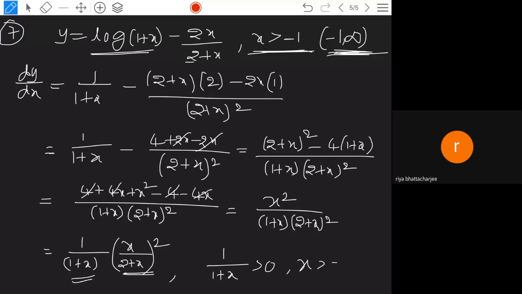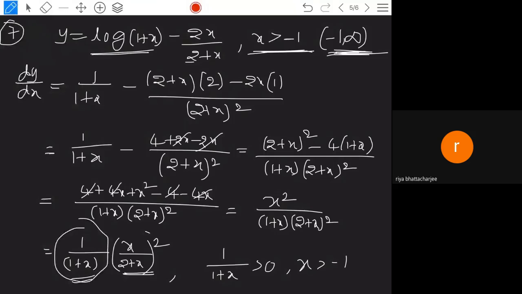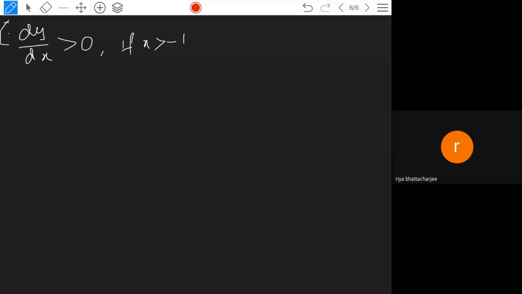So you can say that dy by dx is greater than 0 if x is greater than minus 1, because both this part is greater than 0 and this part is greater than 0, since it is a perfect square now, isn't it? The first one is greater than 0 because x is greater than minus 1. The second factor is obviously greater than 0 because it is a perfect square. So it is greater than 0 for all x. Therefore dy by dx is greater than 0.